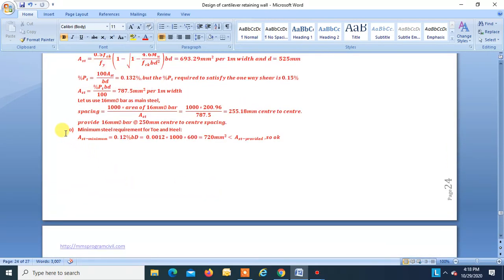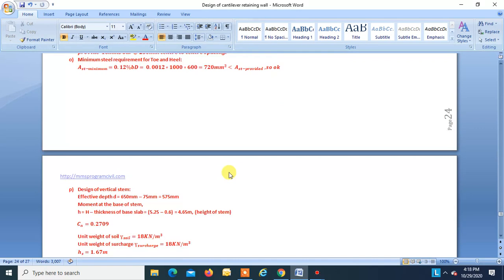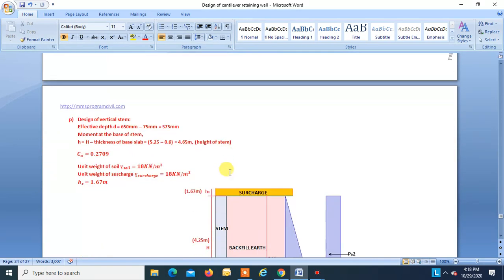The last check which we have to do is that the steel which we have provided in toe and heel should be greater than Ast minimum. So Ast minimum is found to be 720, and we are providing more than that, 787.5, so it is safe. Now coming to the design of the vertical stem.